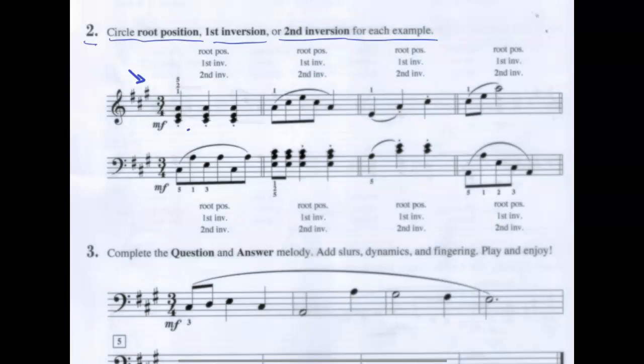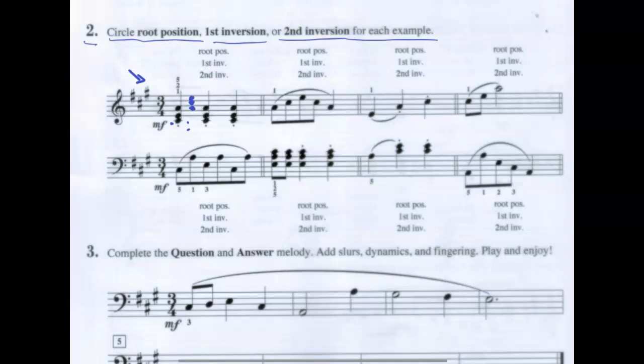This chord is an A major chord, but it doesn't look like a root position. So let me play this. Okay, did you hear? The first note, the bottom note, is not A, not tonic. So this must be an inverted chord. So here C sharp is in the bottom. So the root position of this chord is A, C sharp, and E.